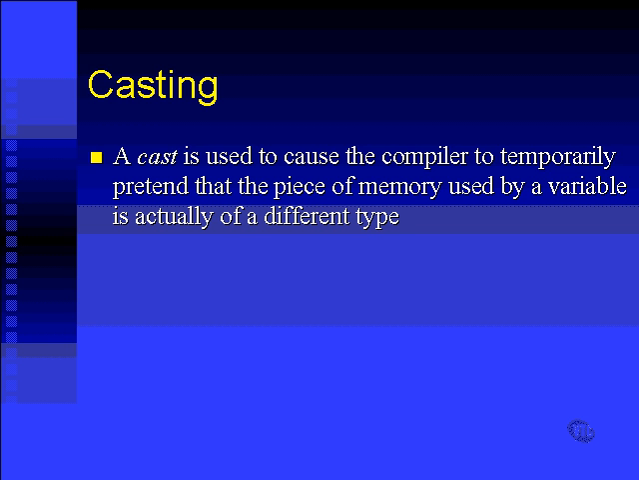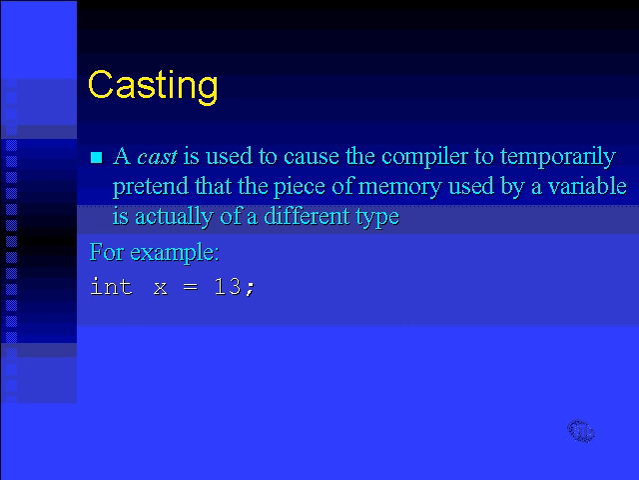Cast is used to cause the compiler to temporarily pretend that the piece of memory used by a variable is actually of a different type. What does that mean? It means, for example, if I've got an integer sitting around somewhere, I can pretend that that integer is actually a float, or I can pretend it's something else. Let's see an example of that.